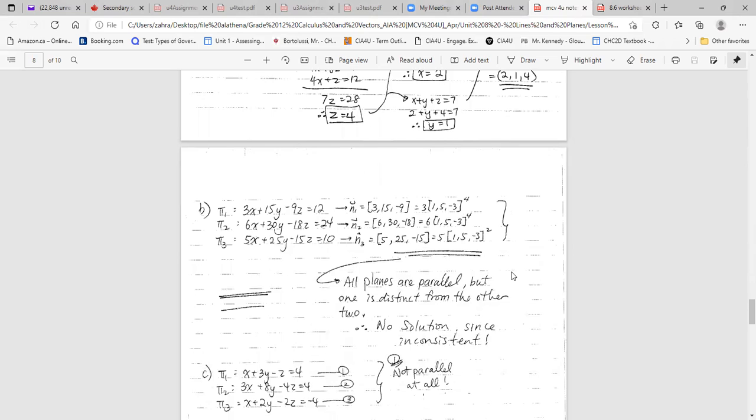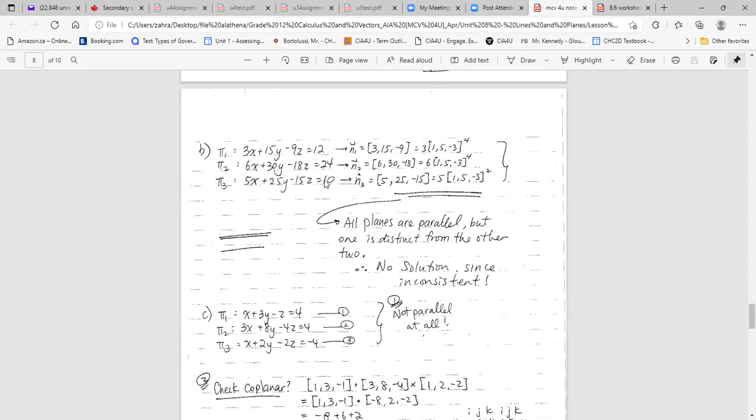Okay, here is another example. You have 3 planes. What we do, we check the normals. The normals here are 3, 15, negative 9; 6, 30, negative 18; 5, 25, negative 15. As you see, you can factor out 3 here, 6 from here, 5 from here. They are all multiples of each other.